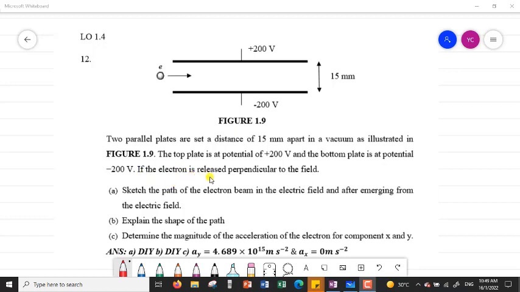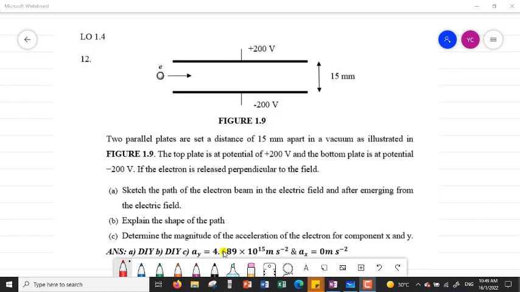If the electron is released perpendicular to the field, A, sketch the path of the electron beam in the electric field and also after emerging from the electric field. Then B, we need to explain the shape of the path we sketch, and C, determine the magnitude of acceleration of the electron for the component X and Y.